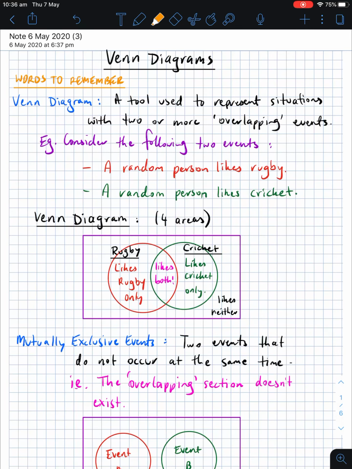Notice that with the circles, there's actually 3 regions. You've got this region here, which is in the red circle, on this part of the red circle. So that's if you like rugby only, but you don't like cricket. This part here is if you like cricket only, but you don't like rugby. And this section in between where they overlap is where you like both. So you've got 1 region, 2 region, 3 region, 4 region. It's really important to understand what each of those regions for the diagram means.